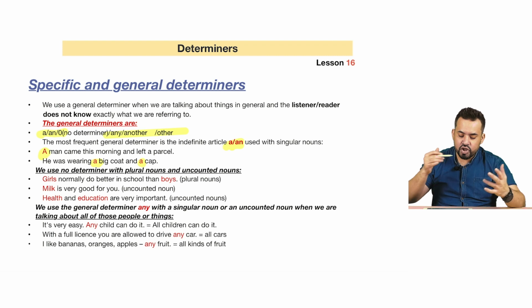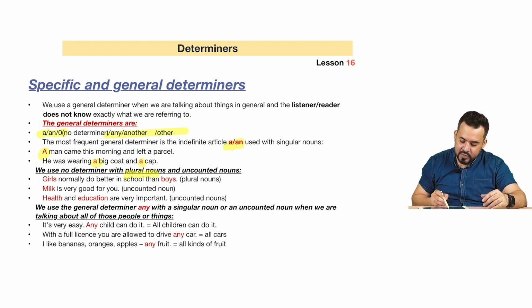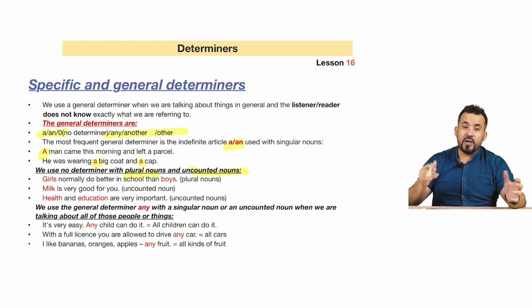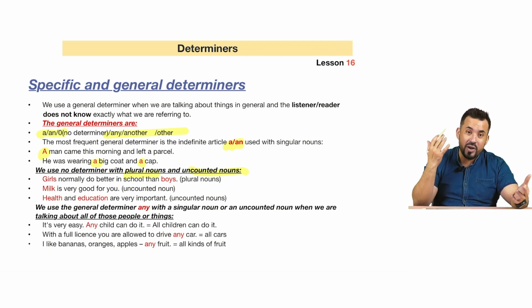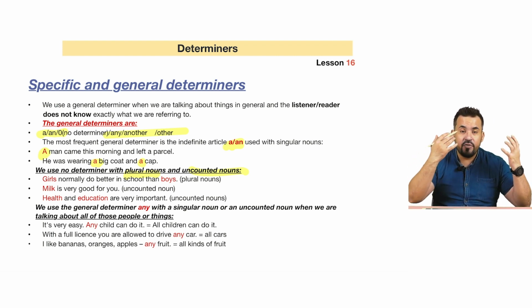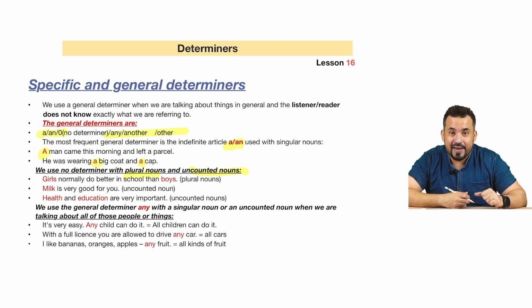We use no determiners with plural nouns and uncountable nouns, because we know that a and an are only for singular nouns, and we know that uncountable nouns don't use the article a and an.